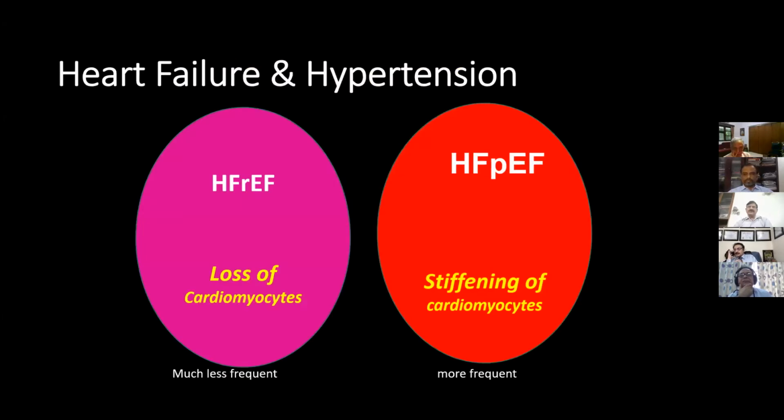And the difference between the two heart failures, HFpEF and HFrEF, is that HFrEF is characterized by loss of cardiomyocytes, which means apoptosis and pyroptosis probably is dominating. On the other hand, in HFpEF, there is stiffening of cardiomyocytes, which means that myocytes are bigger and thicker. I already pointed out that HFpEF is much more common in hypertension than HFrEF.